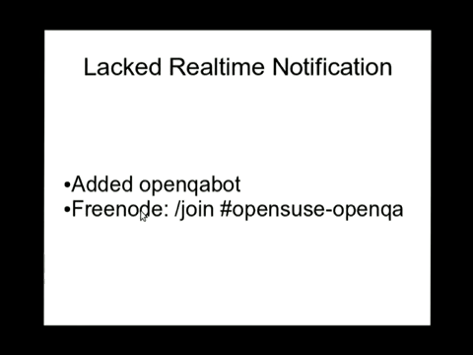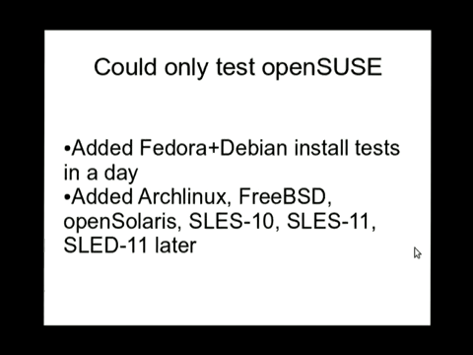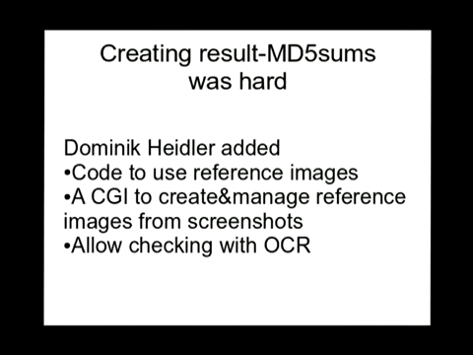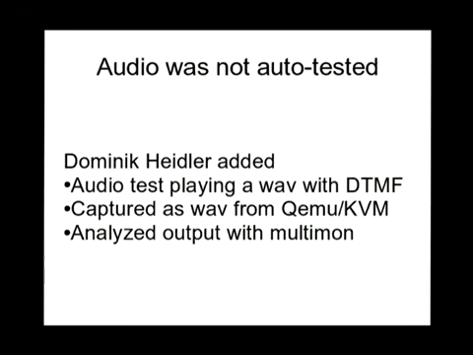And we had some IRC bot to notify us about new results, but it was quite spammy, so we dropped it for now. But we added distributions. We have these reference images and OCR. We have this audio with DTMF. We even have audio for VirtualBox, which was a bit more difficult because VirtualBox does not have a feature to capture audio, but it can output to PulseAudio, and PulseAudio can capture. So I wrote a nice small wrapper script that does this part.